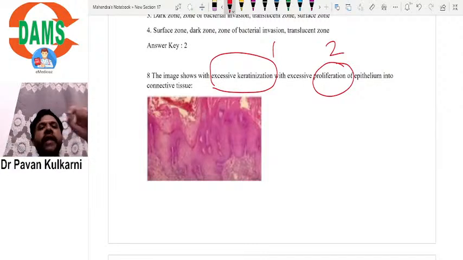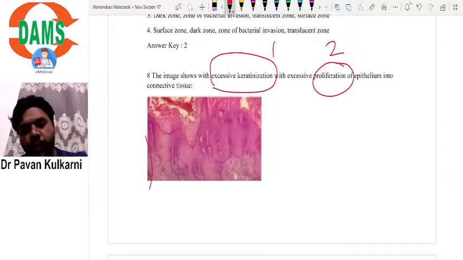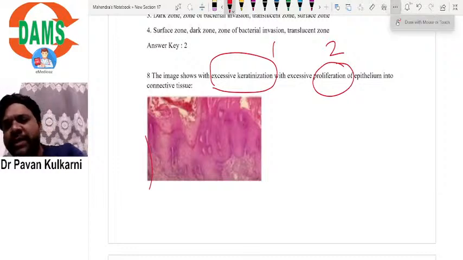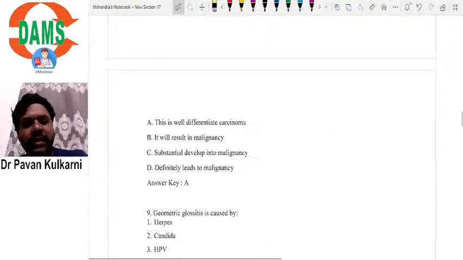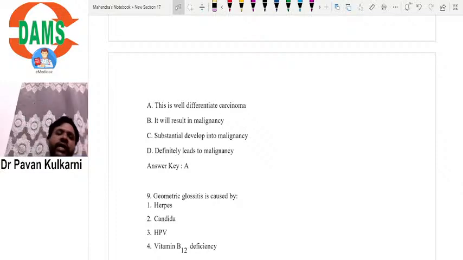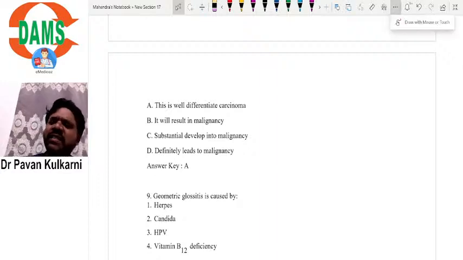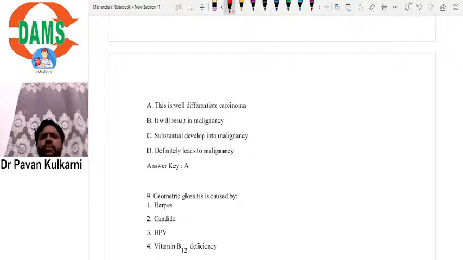If epithelium invades into connective tissue, what will you call it? You will call it malignancy. So the image that you are seeing below is of a malignancy. What is the question that they have asked here? The question is, this is a well differentiated carcinoma. It will result in malignancy. Substantially it will develop into malignancy. Definitely it leads to malignancy. See, these are the simple ways to confuse you.